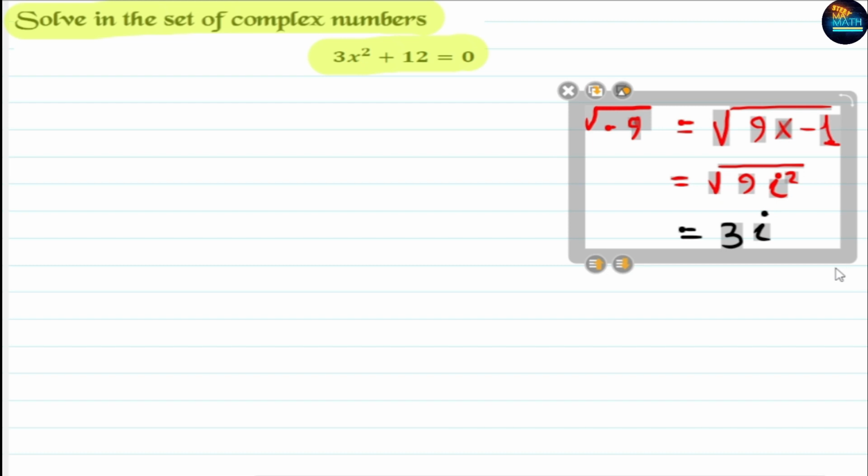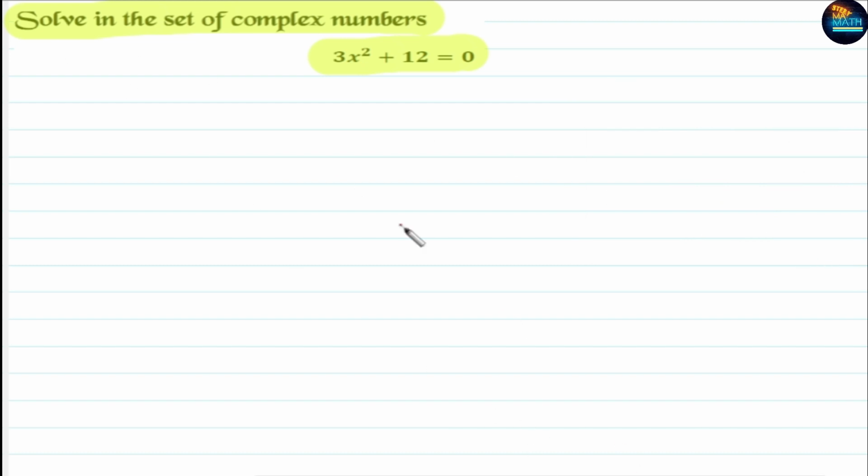Now, let's solve this equation. Solve in the set of complex numbers: 3x to the power of 2 plus 12 is equal to 0. As long as you have one x term in the equation, there is no need to factor or use the general formula. Just move 12 to the other side. So 3x to the power of 2 is equal to negative 12.